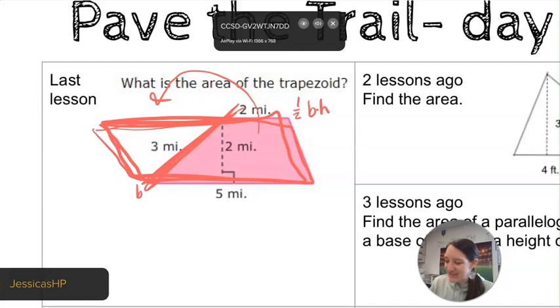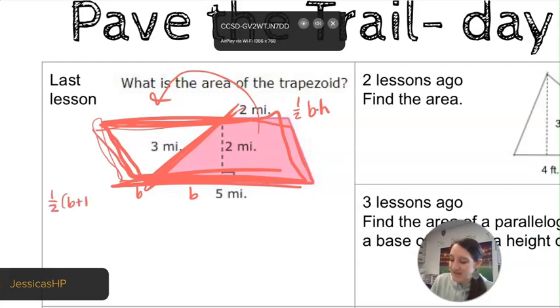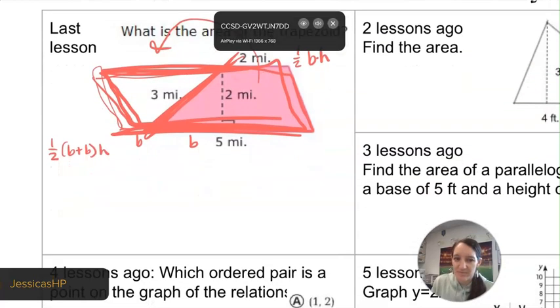Plus, it's a little tricky how we're going to get our base because there's two different bases. There's a longer base right here that we have to get. So the correct formula for our area of a trapezoid is 1/2 times (base plus base) times height. And that will give us our trapezoid.